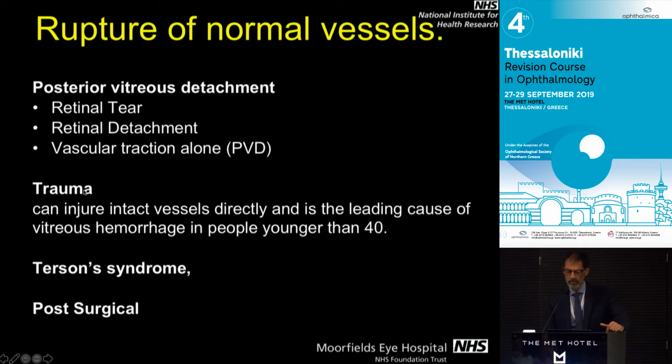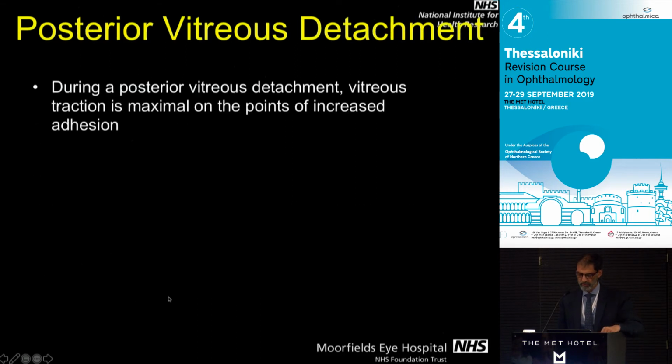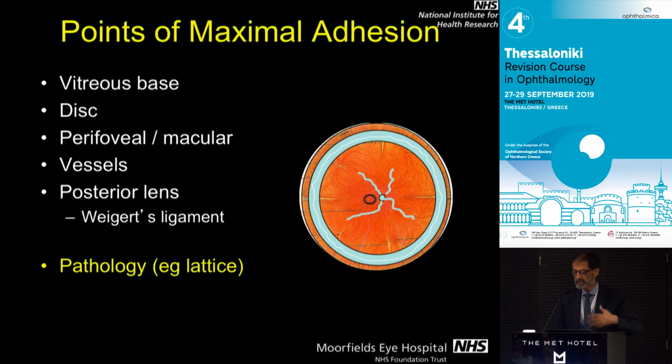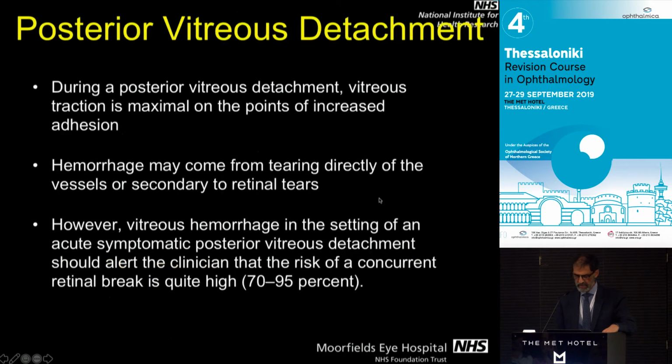The second biggest cause is trauma, although it's less common than PVD. Terson syndrome is a bit rarer, and post-surgically, in all of these, the vasculature can be normal and you still get a vitreous hemorrhage. During a posterior vitreous detachment, as I said before, one of the strong areas of attachment is along the vessels and along the disc head, and during a normal vitreous separation you can get vitreous hemorrhage without a tear, from avulsion of peripheral vessels.